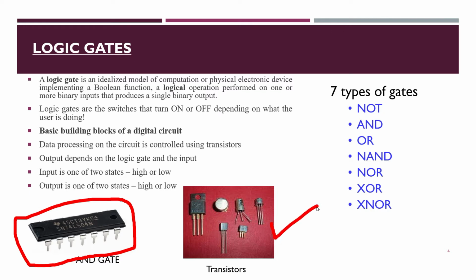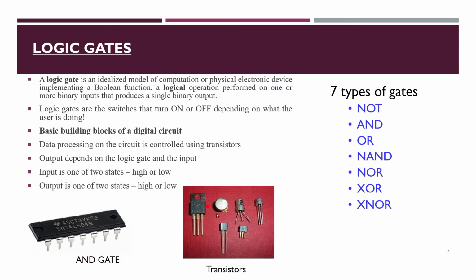These gates are made up of hundreds or thousands of transistors. Before the invention of ICs, we were using transistors. So this gate is a combination of many transistors. For every gate there is an input. It can have one or more inputs, and there will be only one output. The input can be of two states, low and high, and the output can also be of two states, low and high.